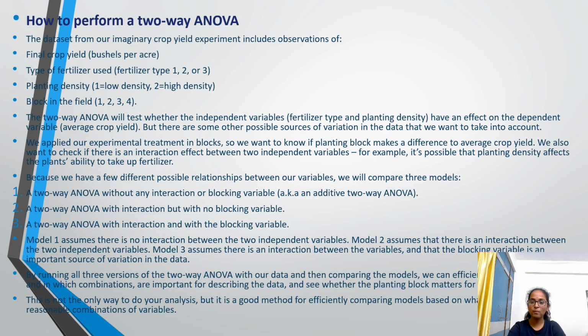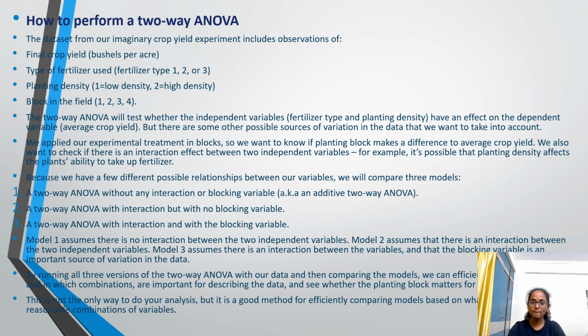So how to perform a two-way ANOVA? The data set from our imaginary crop yield experiment includes the observation of final crop yield, the type of fertilizer used, fertilizer type 1, 2 or 3, the planting density, where 1 is for low density and 2 represents high density, and the block in the field, 1, 2, 3, 4. The two-way ANOVA will test whether the independent variables fertilizer type and planting density have an effect on the dependent variable, average crop yield.